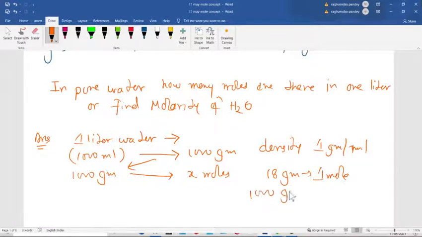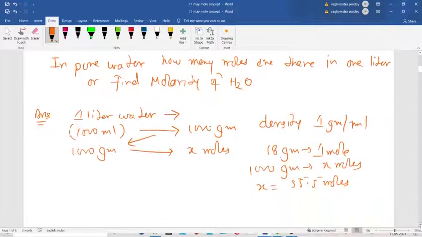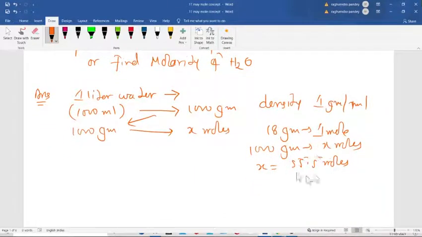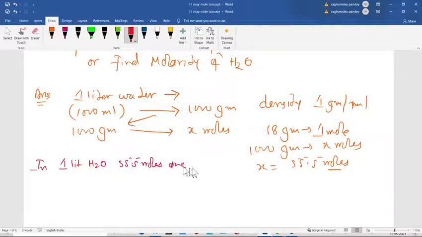In 1000 gram, X moles. So X will be 55.5 moles. When we have 55.5 moles, that is in how many liters? In 1 liter. So I can write like this: in 1 liter of H2O, 55.5 moles are there.